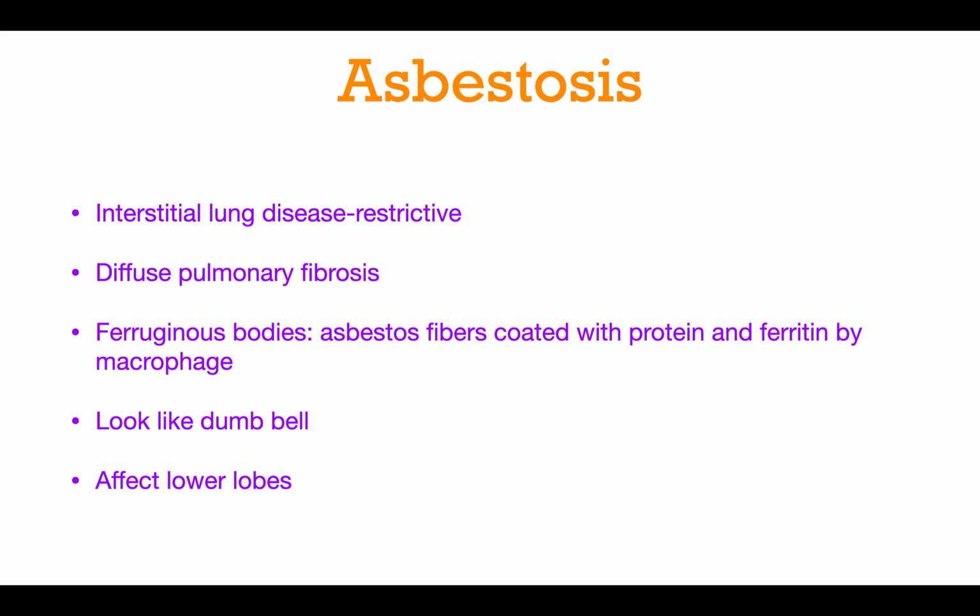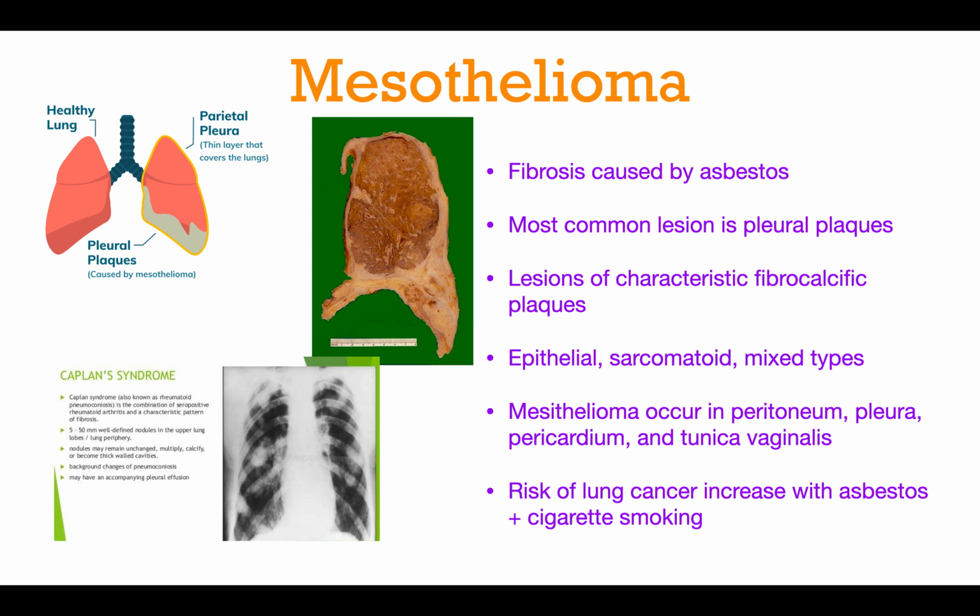Okay, asbestosis is also another interstitial lung disease, which is restrictive, and it's going to present as diffuse pulmonary fibrosis. So in these cells, they are called ferruginous bodies because the asbestos fibers are going to be coated with protein and ferritin. They're gonna look like the dumbbells, and they affect the lower lobes, while in silicosis it affects the upper lobes.